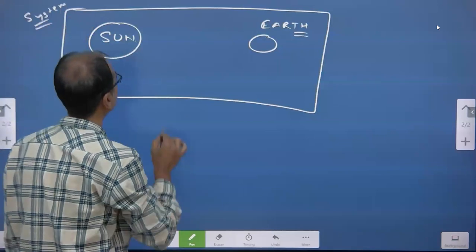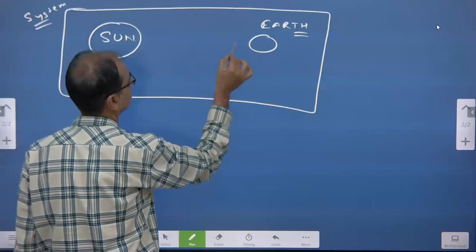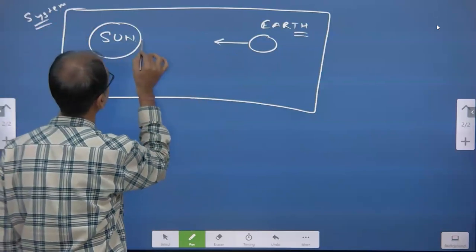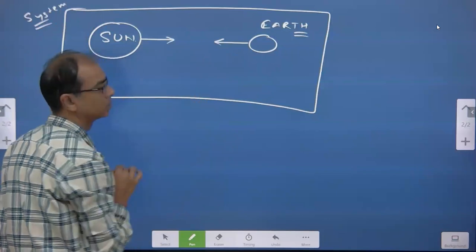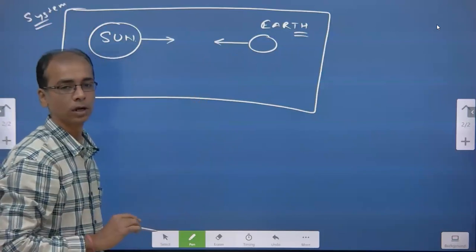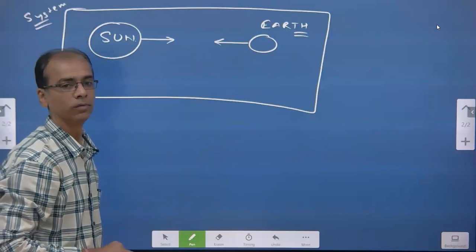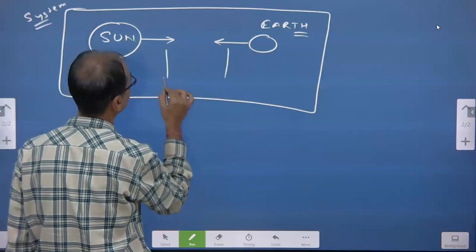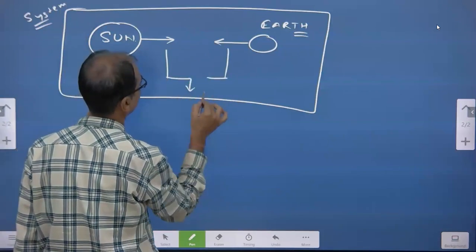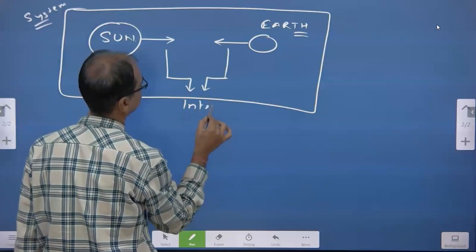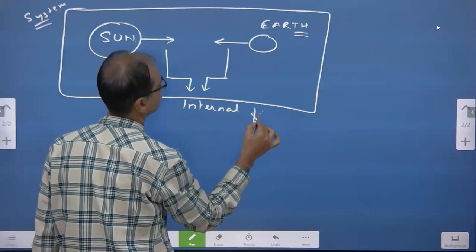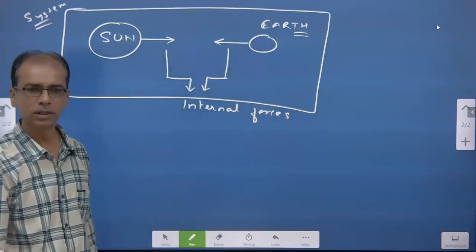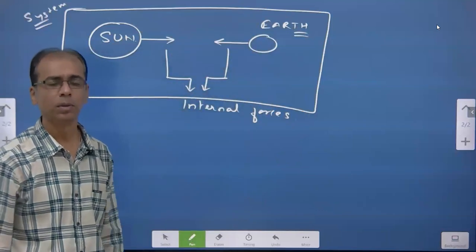Now suppose Sun is attracting Earth in this direction, and Earth is attracting Sun in this direction. What are these forces, external or internal? Internal forces. Both are internal forces, because I cannot see any other force coming from outside. They can apply force on each other. Even they can collide also.